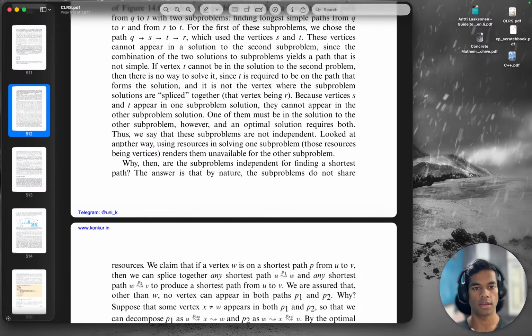Looked at another way, using resources in solving one subproblem, those resources being vertices, renders them unavailable for other subproblems.